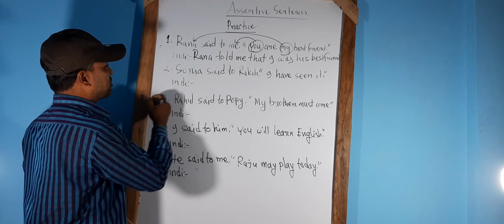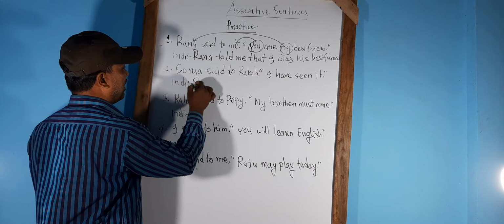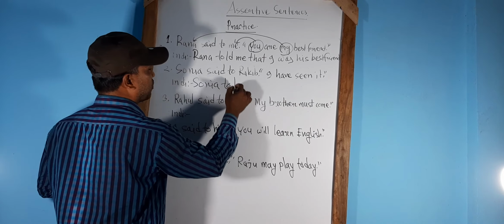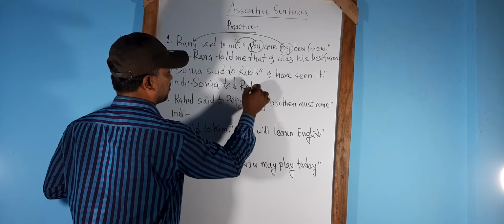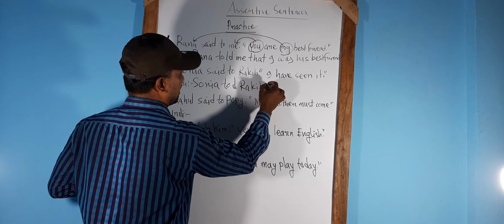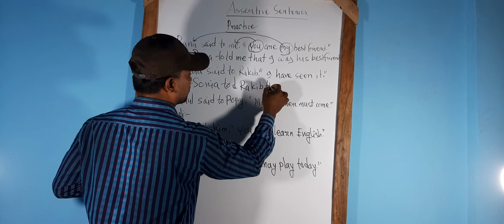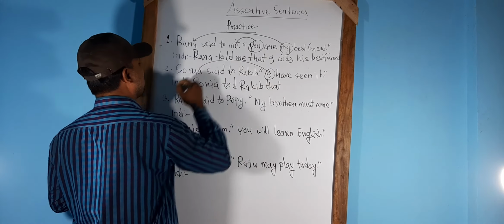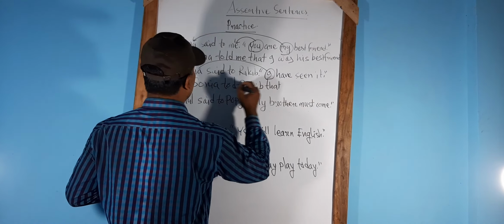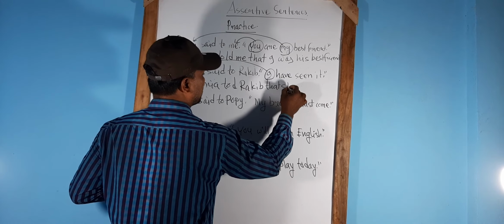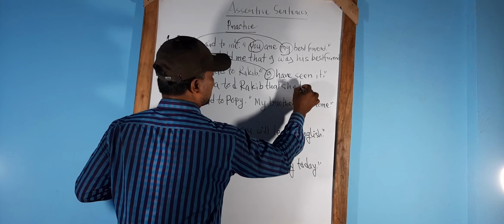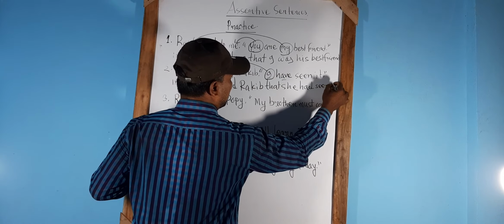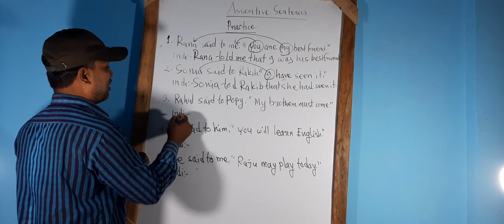Now I'm transforming the second sentence. Sonia told Rakib that I will indicate the subject of the repeating verb. So instead of Sonia, there will be she. We have got here have. That will be changed into had. Seen it.